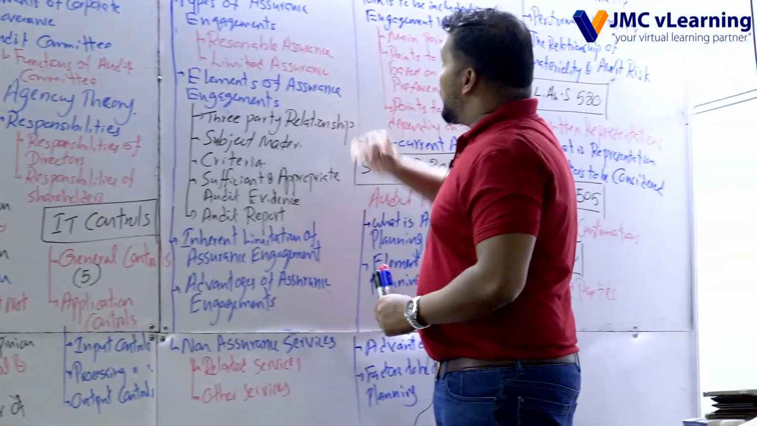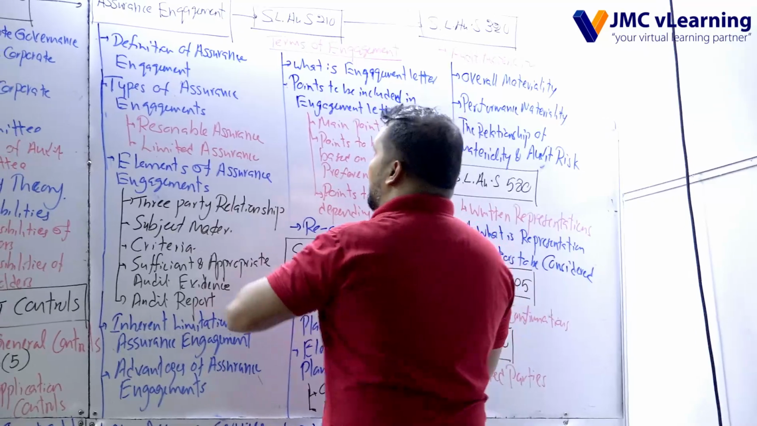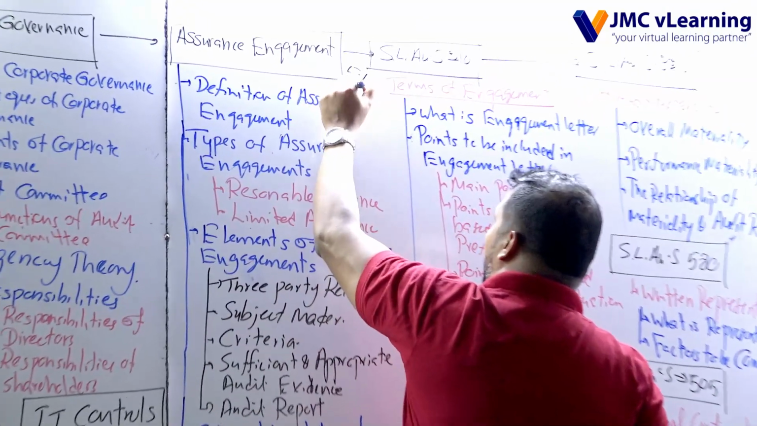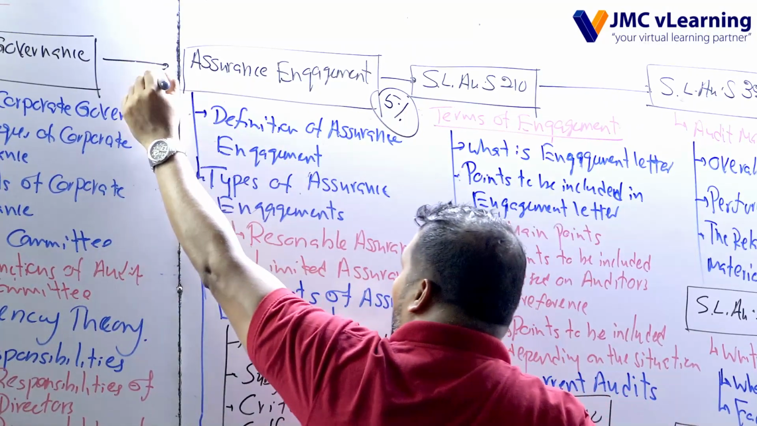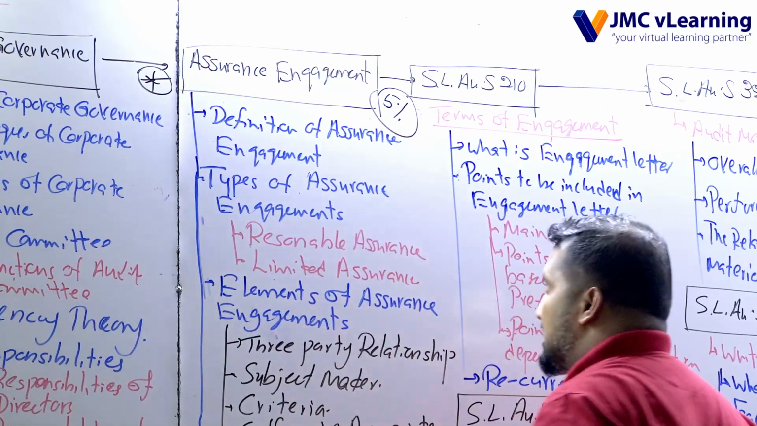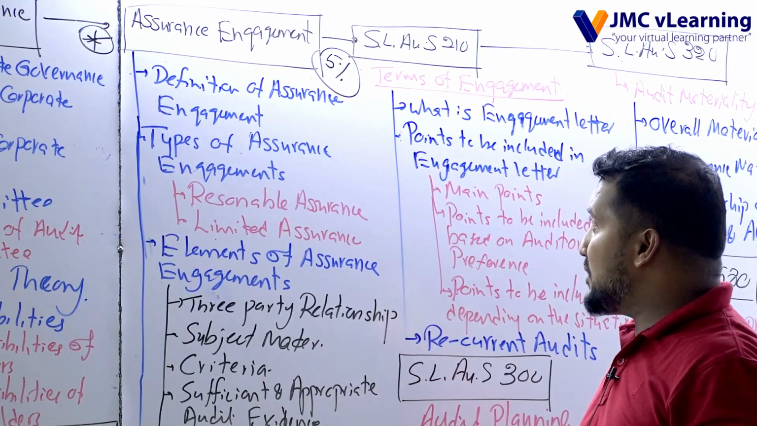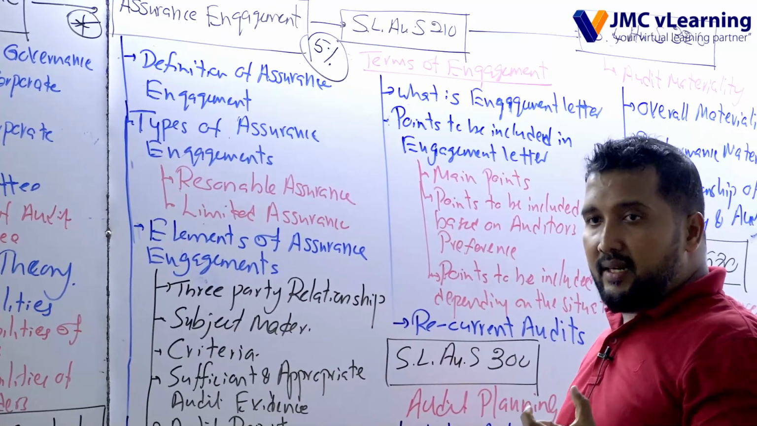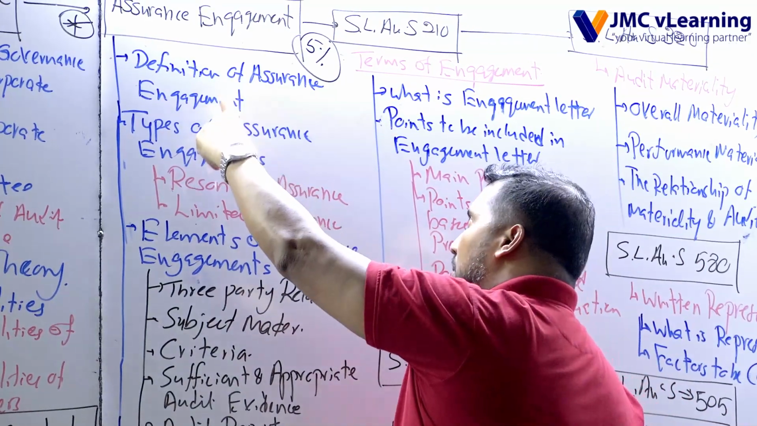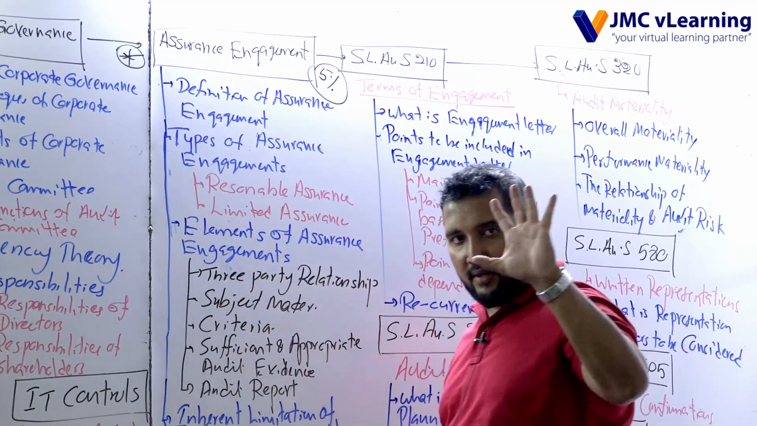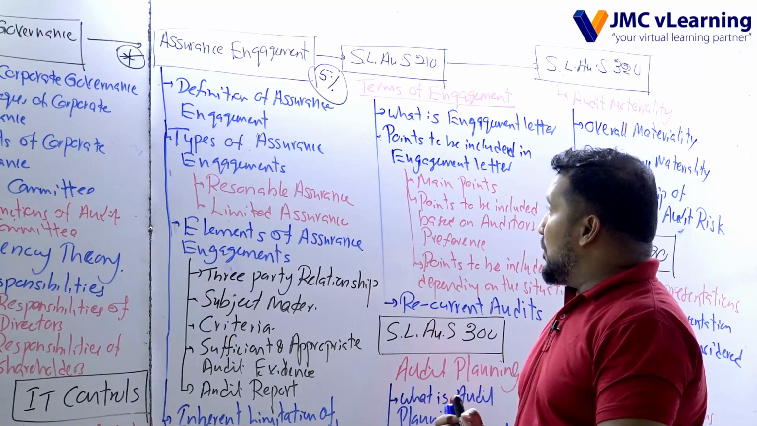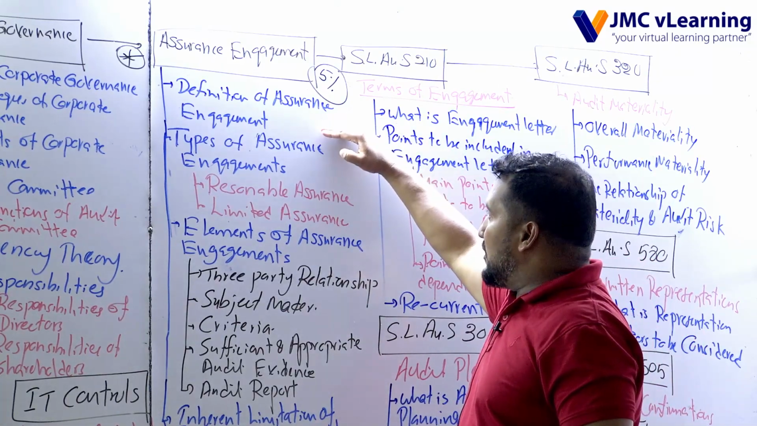Then we discuss assurance engagement. Basically 5% of your syllabus is from assurance engagement. Again, this has been frequently tested in the exam. When you analyze the past papers, you will see that under section A, most of the time a question comes from assurance engagement covering 5 marks of your paper. So here we discuss the definition of assurance engagement.